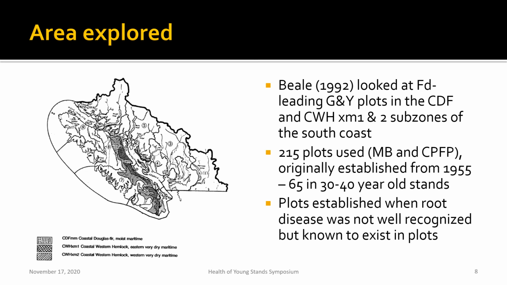The plots were installed also in an era where root disease wasn't really recognized very well by people working in the woods. So the plots were placed without regard to root disease, usually in areas where they were trying to establish good growth and yield plots with no obvious interference from any kind of pest problems. So there shouldn't be a bias towards how much root disease was in these plots when they were established.